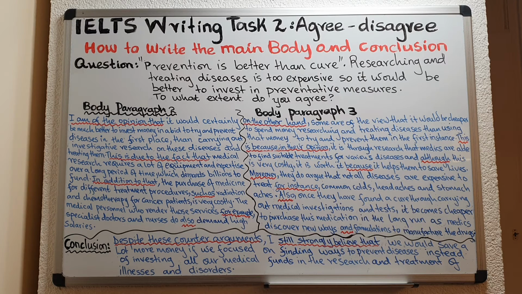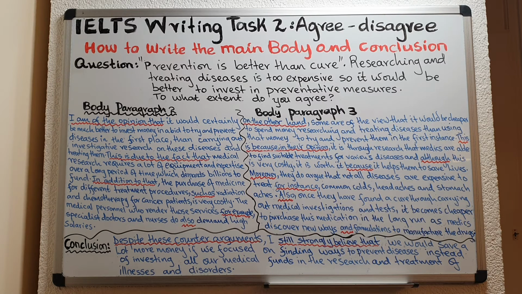So you notice that I begin the conclusion with the words, despite these counter-arguments. Because remember, you are going to be marked for coherence. So you want to make sure that your ideas are connected, your paragraphs are connected to each other. So when I say, despite these counter-arguments, I am connecting my conclusion to body paragraph 3. Because in body paragraph 3, I discussed points that I don't agree with. That's why I'm using counter-arguments.